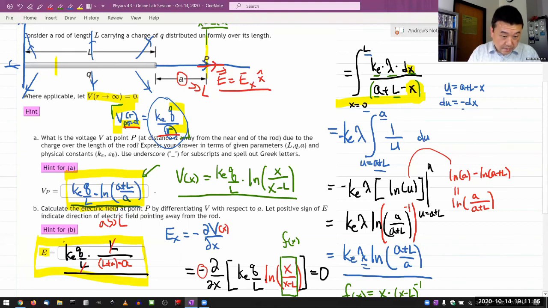And that is exactly what you see here, because this 1 over (L plus A) times A, at the limit that A is much larger than L, this L plus A will be approximately A, so it'll be 1 over A squared. So this form of electric field will look comparable to, it'll approximate, the electric field due to a point charge.